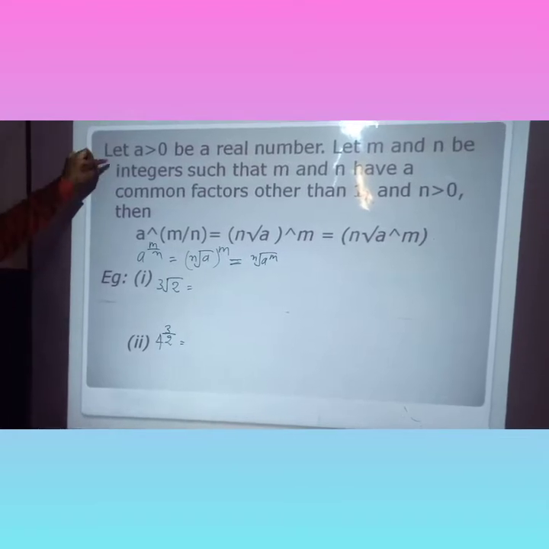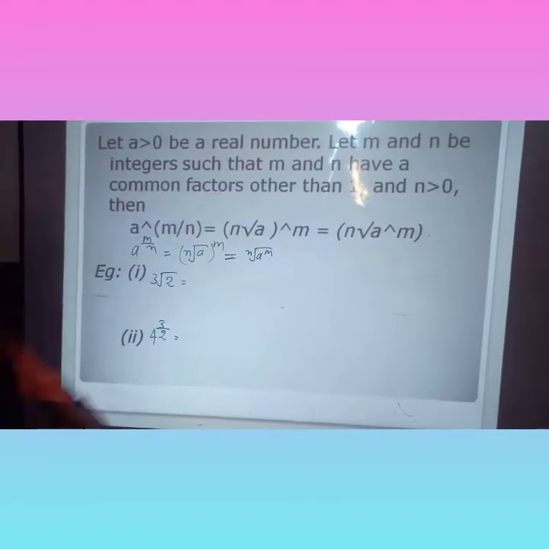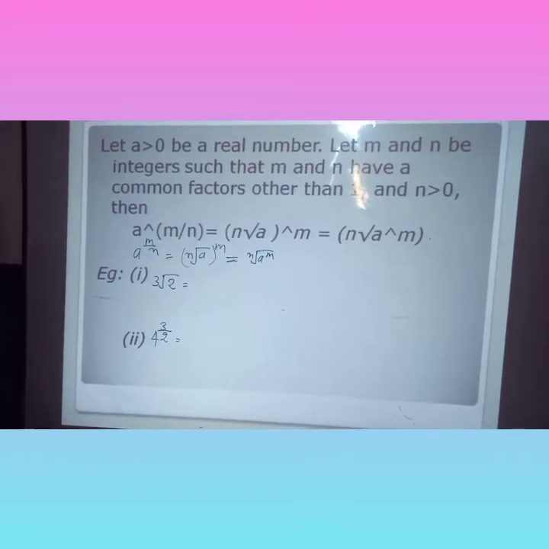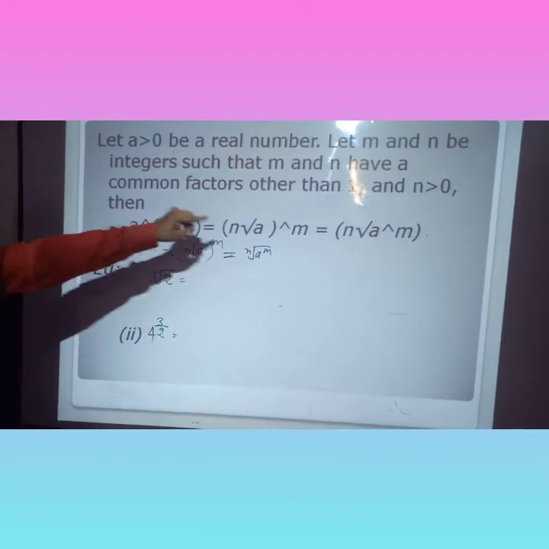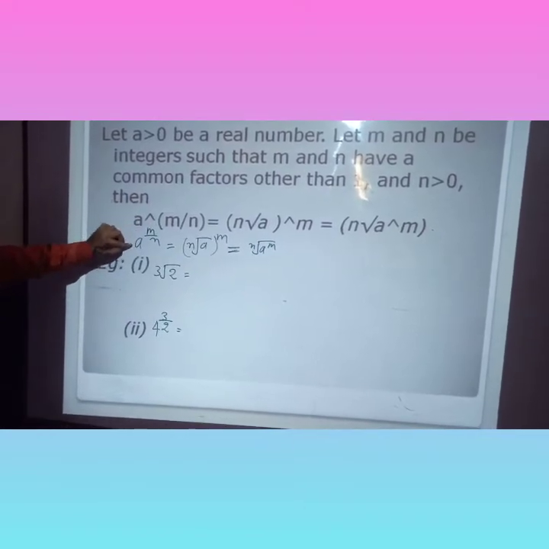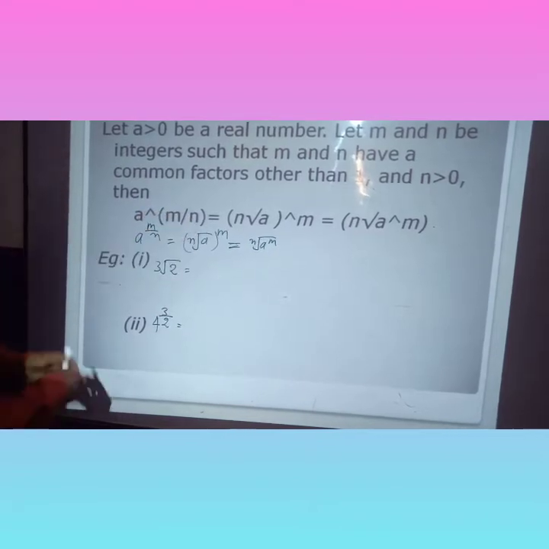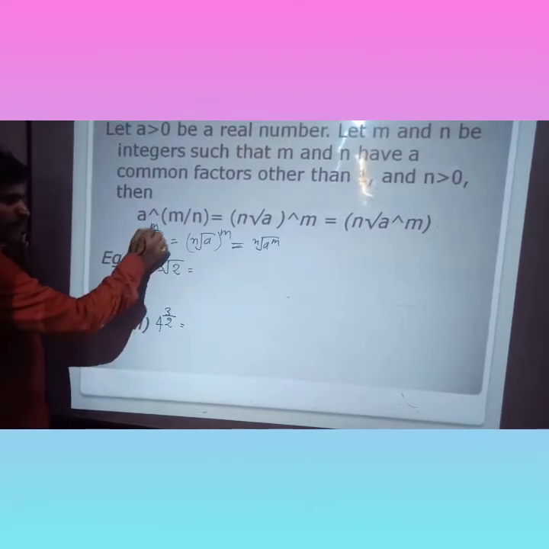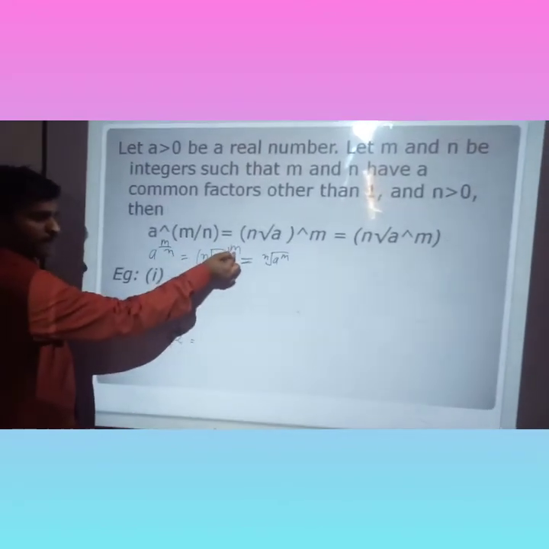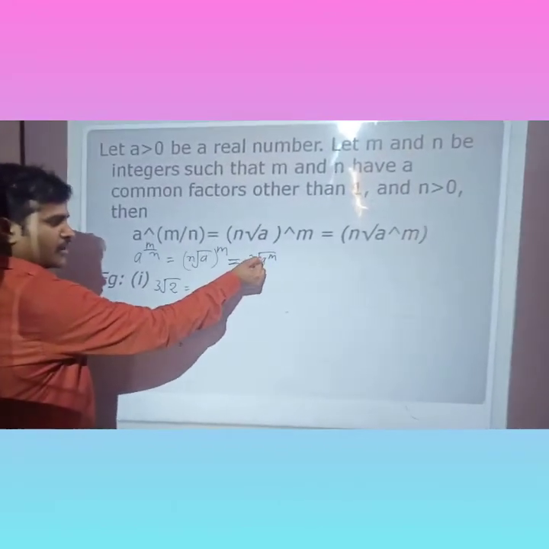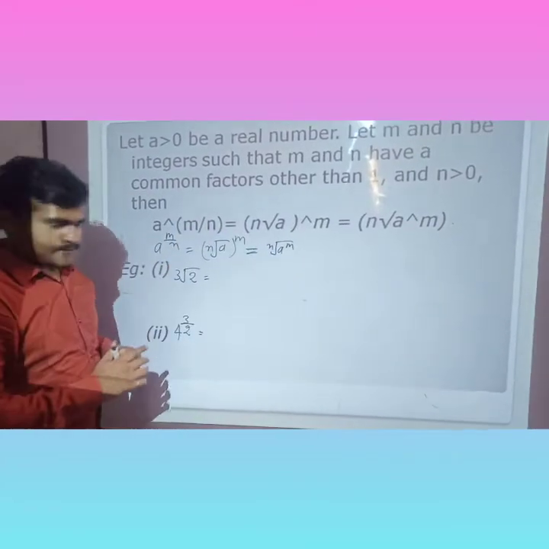Okay students, now let a be greater than 0, a real number. Let m and n be integers such that m and n have no common factor other than 1, and n is greater than 0. Then a power m upon n, we may write as nth root of a, whole power m, or nth root of a power m.